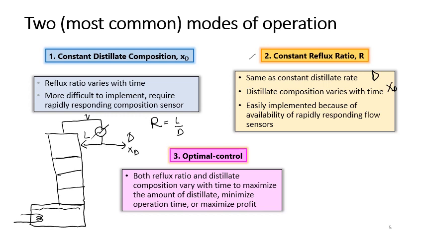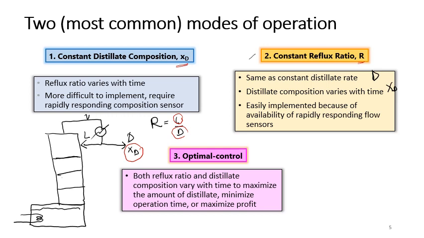So if you let the reflux ratio vary with time and you want to keep the XD constant, you have to have a rapidly responding composition sensor such that you can monitor the composition of your distillate here. And a rapidly responding composition sensor is more expensive, more advanced, more complicated. Compared to, let's say, if you want to use a constant reflux ratio R, you just have to monitor the ratio of flow rate L over flow rate D.